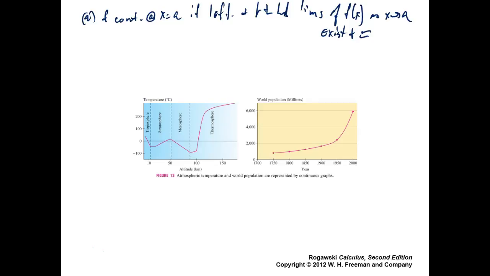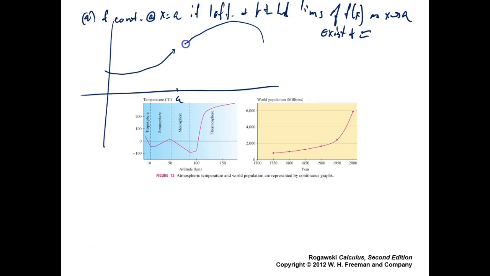What if you had a function that's doing this here? Here's your graph. Here is a. The limit as f approaches a from the left and f approaches a from the right are exactly the same. They both exist. They have the same value, but f of a is up here or down here or anywhere other than that, then that would not be the case.